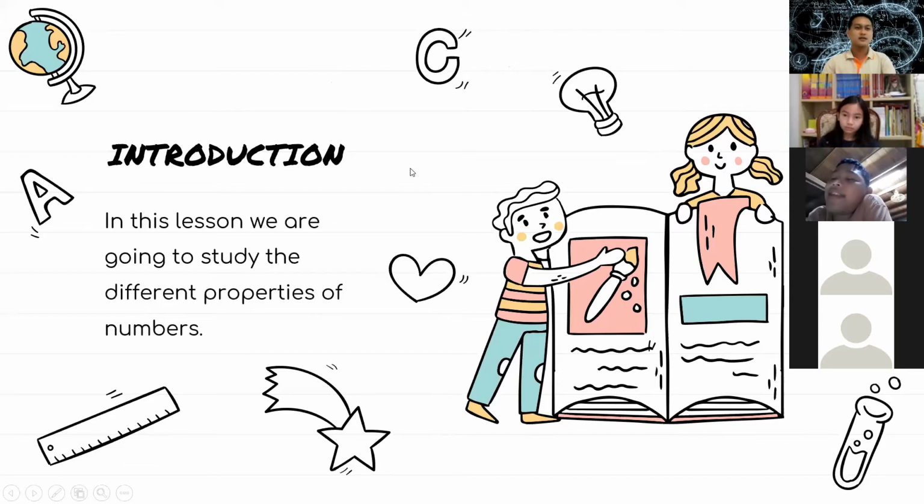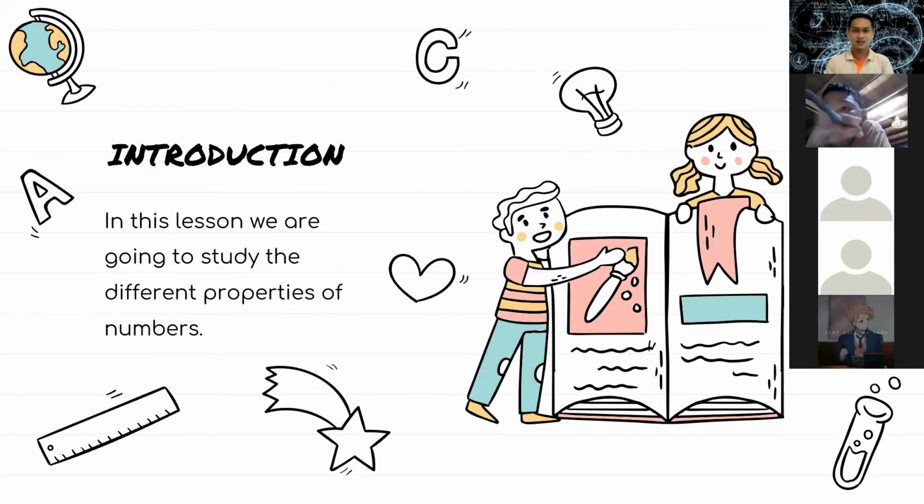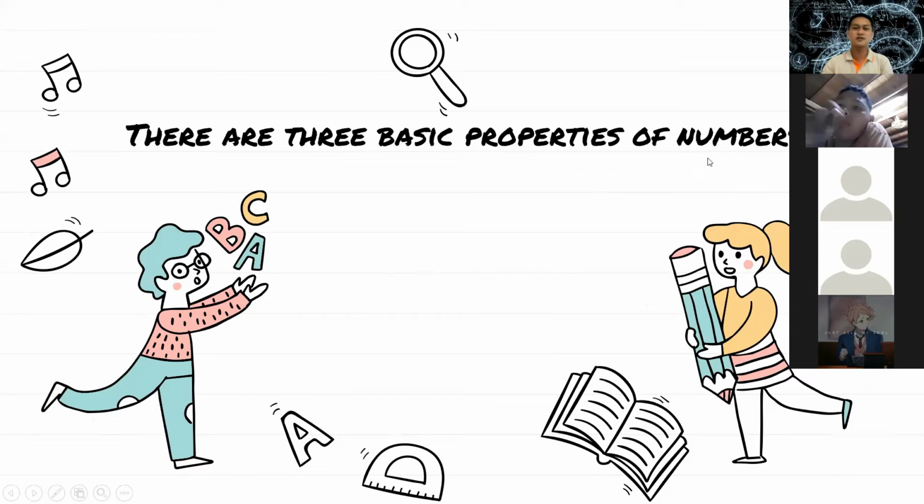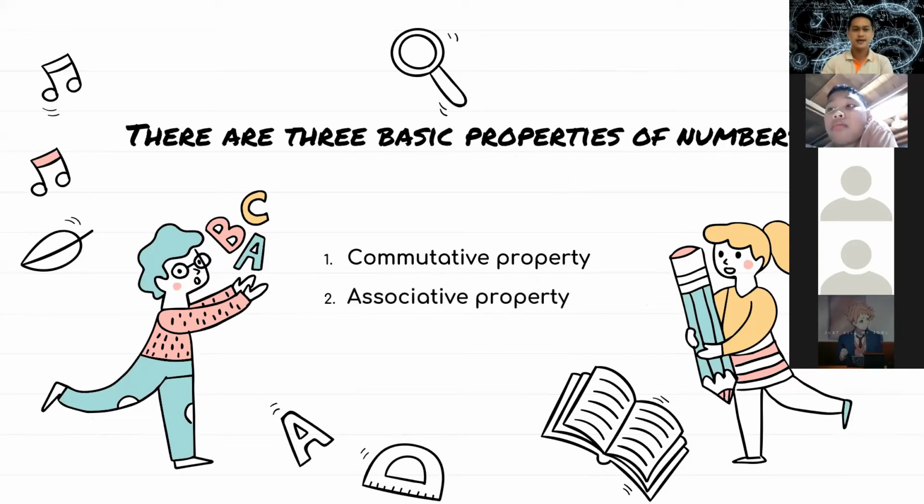So, introduction. In this lesson, we are going to study the different properties of numbers. How many properties of numbers do you think we have? Can anyone guess? No one? Okay, so let's go on. There are three basic properties of numbers. The first one is commutative property. The second one is associative property. And the third one is distributive property.